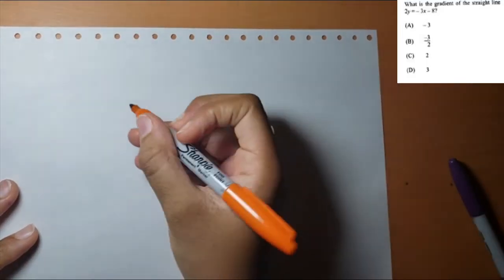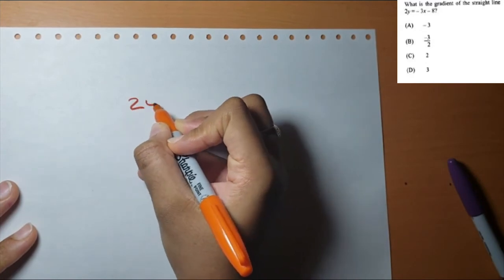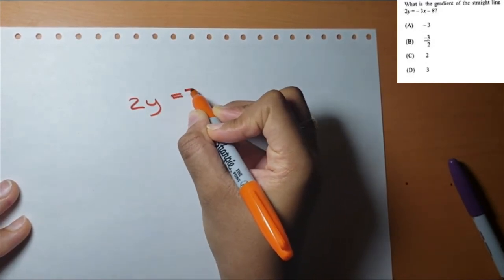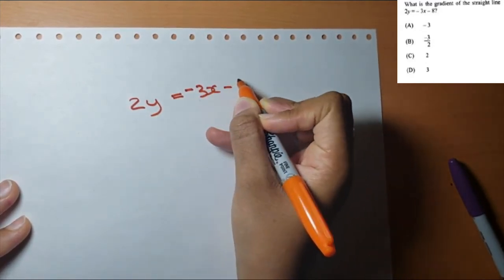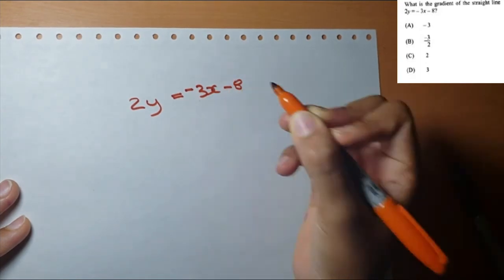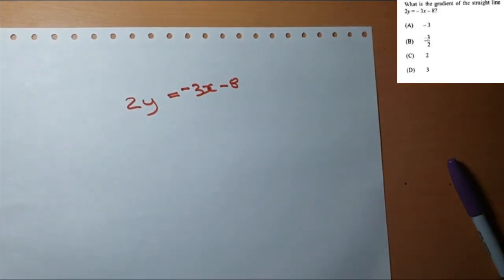Okay, so now we are back on lines. Straight lines are our best friend. So now we're given an equation. 2y is equal to -3x minus 8. Now, we might be tempted to say, oh, it's in the form of a straight line, let me just extract the -3 because that is now my gradient. No, that is not the case, guys.